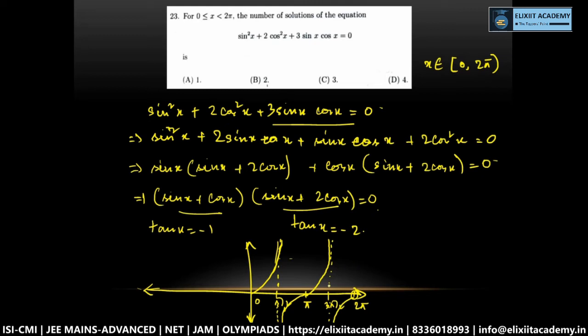Now we can simply check this. We just draw the two lines, minus 1 and minus 2, like this. Obviously you can see that this is minus 1 and this is minus 2. You can see that there are 2 points of intersection for minus 1 and 2 points of intersection for minus 2 as well. So all total there are 4 solutions, isn't it? The number of solutions is 4.